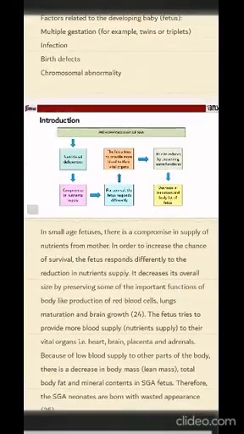Then the pathophysiology of SGA. Nutritional deficiencies lead to a compromise in the nutrient supply. As a result, for survival, the fetus responds differently. The fetus tries to provide more blood to the vital organs, and as a result, its size reduces by preserving some functions. This leads to a decrease in the lean mass and body fat of the fetus.